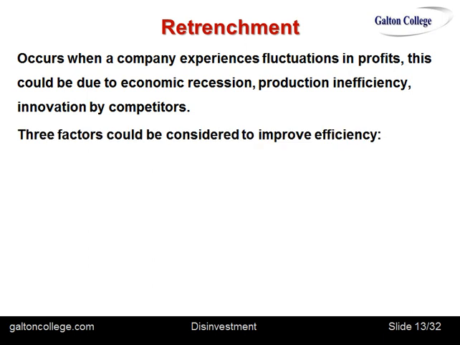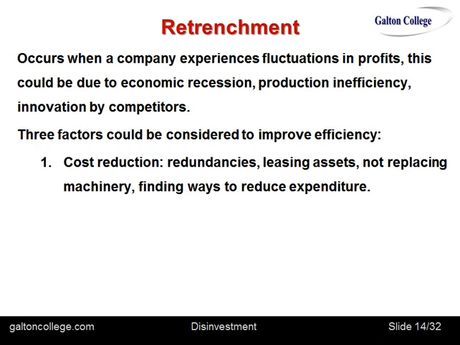Three factors could be considered to improve efficiency. First of all, cost reduction, redundancies, perhaps leasing assets as opposed to buying them, not replacing machinery as it wears out. It's a type of retrenchment, just trying to make do without that machinery, finding ways to reduce expenditure. So these cost reduction methods are forms of retrenchment, moving back from the market, not full commitment, I should say, to the market, moving backwards from the market.